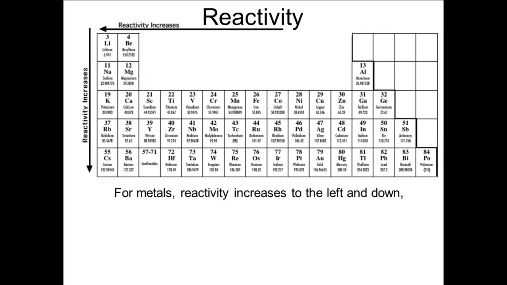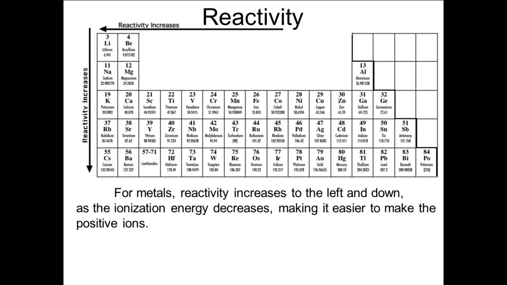For metals, on the other hand, the reactivity increases to the left in a row and down a column. Why should this be true? Metals typically react by losing electrons and becoming positive ions. The lower the ionization energy, the easier it is to make the positive ion, so the trend follows the trend toward lower ionization energies, which is toward the left and down.